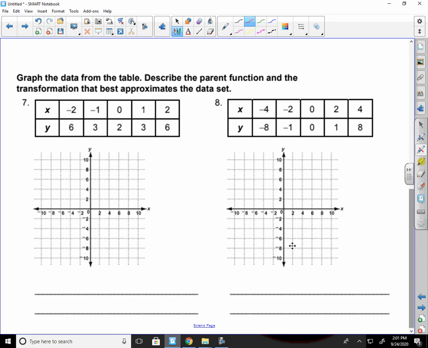Number 7, graph the data from the table. Describe the parent function and the transformation that best approximate the data set. So, -2, 6 means it's this point here. -1, 3 is there. 0, 2 is there. 1, 3 is there. And 2, 6 is there.